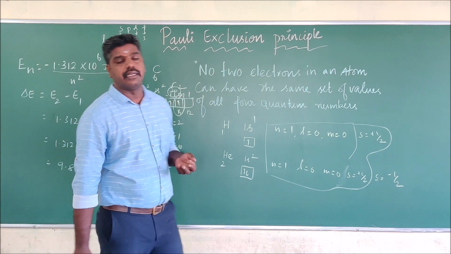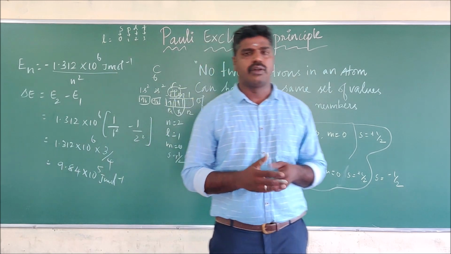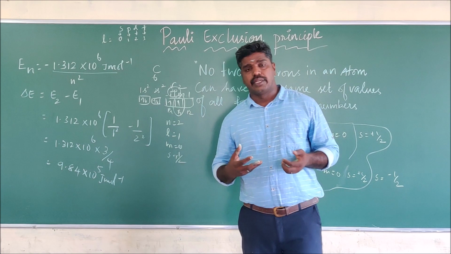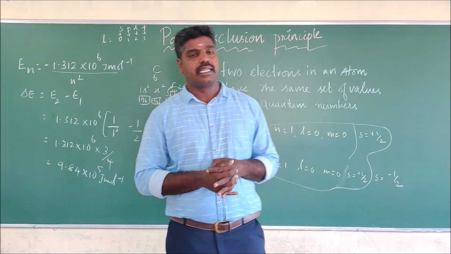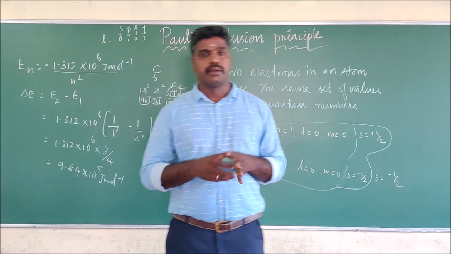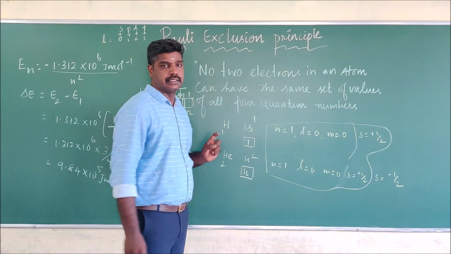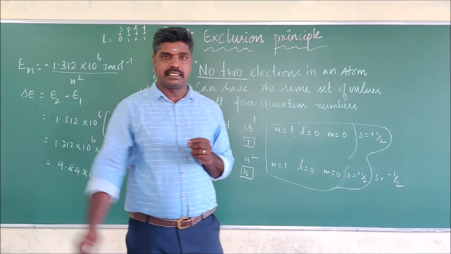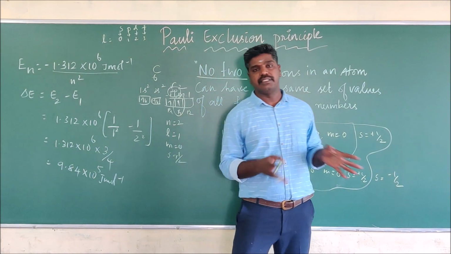Likewise, in the exam, maybe 1 or 2 more questions will be asked. What is the 4th electron of carbon? Write the 4 quantum numbers for the 4th electron in carbon atom. Likewise, many questions will be asked. Okay, so keep in mind that the Pauli exclusion principle is very important. No 2 electrons in an atom can have the same set of 4 quantum numbers.